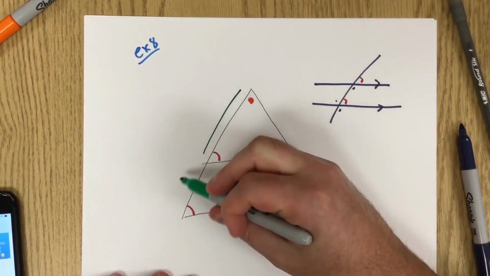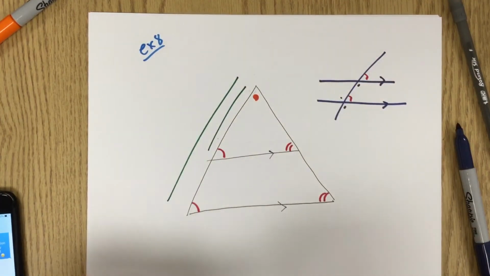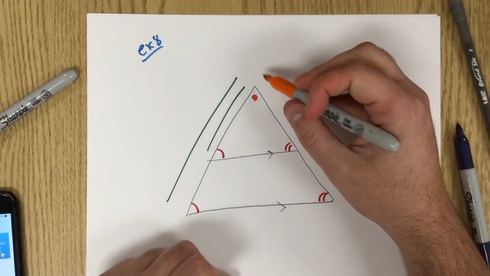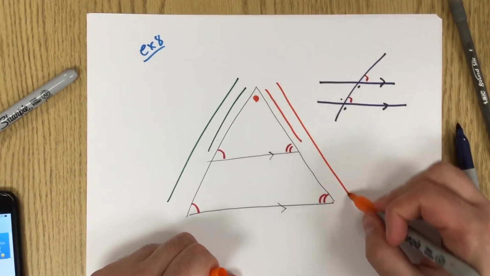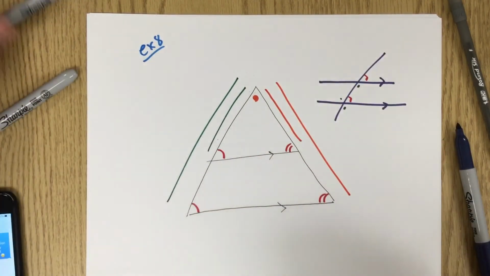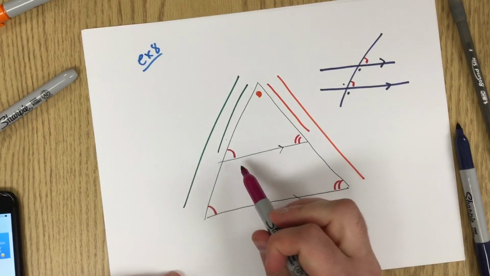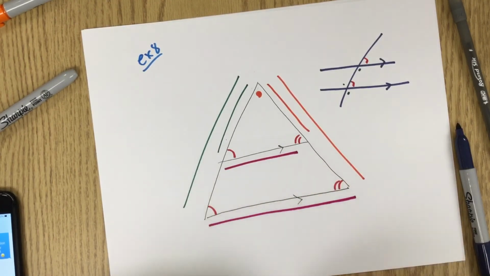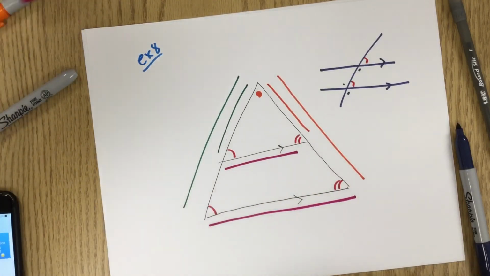Dot and single arc, dot and single arc, dot and double arc, dot and double arc. That corresponds to that. Single arc to double arc, single arc to double arc. And that's the corresponding angles of that shape.